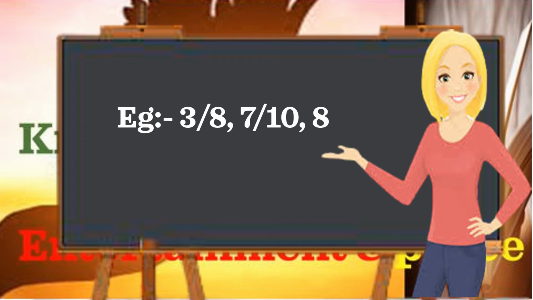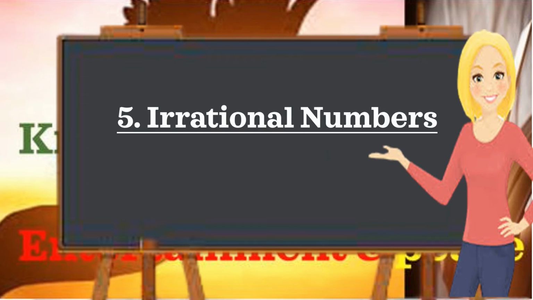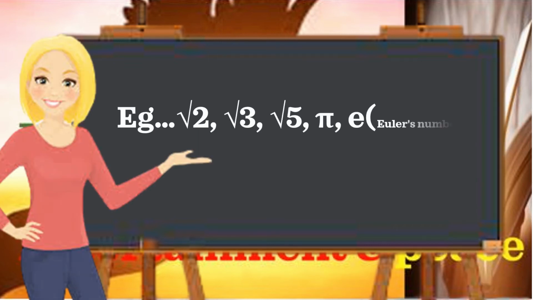Example: 3 by 8, 7 by 10, 8. Next is irrational numbers. The irrational numbers are all the real numbers which are not rational numbers. That is, irrational numbers cannot be expressed as the ratio of two integers. Example: root 2, root 3, root 5, pi and Euler's number.